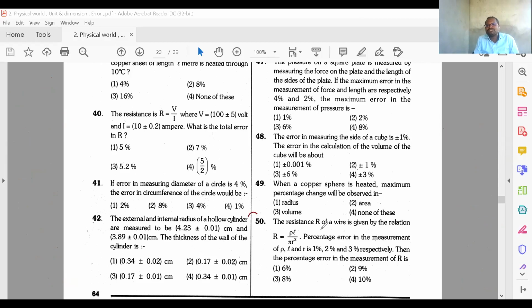Here you see question number 50. We know the resistance R of a wire is given as R is equal to rho L by A, where A means pi r square. The percentage error in the measurement of rho, delta rho by rho, is 1%. In the measurement of L, delta L by L is 2%. And in the measurement of r, delta r by r is 3%. Then what is the percentage error in the measurement of R, delta R by R? They have given R is equal to rho L by pi r square.